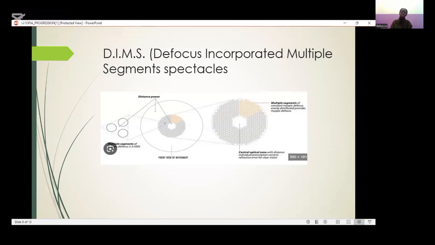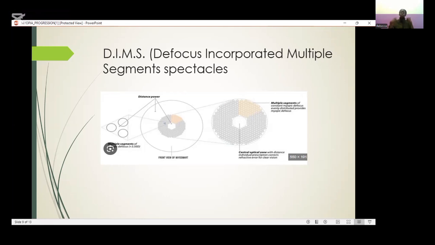So this is the DIMS, the lens that I had said I would expound more on from the last slide. When you look at how this lens is formed, let us look at the second figure. We have the central optical zone, which is for distance vision. This is the actual refraction that you find when you're refracting a patient using either a retinoscope or after subjective refraction. This is where we are going to have that power. And then we have multiple segments of myopic defocus.